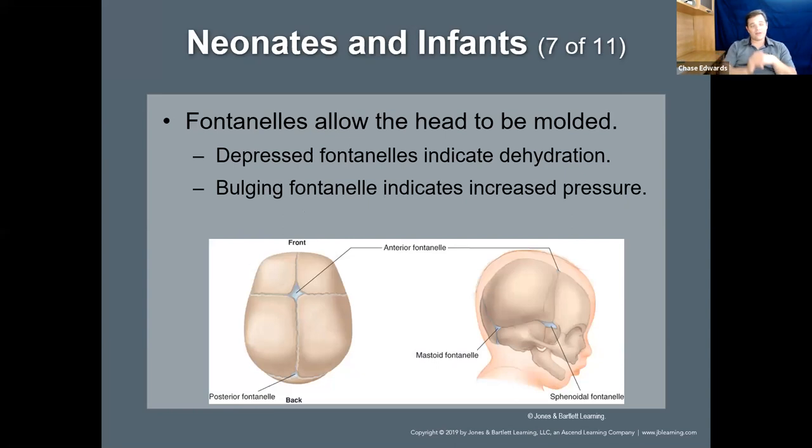All right, up next, we've talked about this before, the fontanelles. It allows the head to be molded, right? The fontanelles are the area or space between the bones. Let's see, here, here, here, and here. Okay? I don't know if you can see that or not whenever I do that.